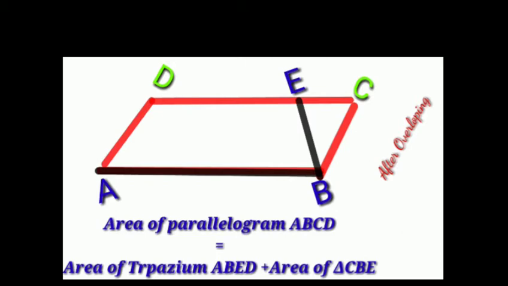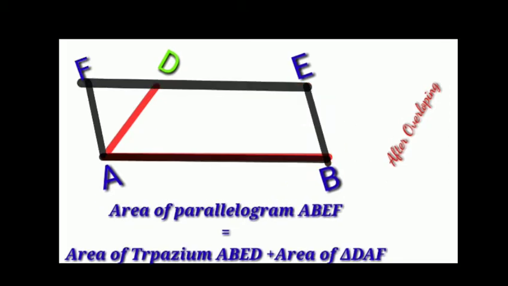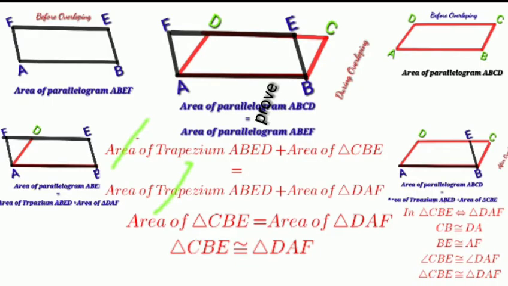On the same base, the area of parallelogram ABCD becomes area of trapezium ABED plus area of triangle CBE. Similarly, the area of parallelogram ABEF becomes area of trapezium ABED plus area of triangle DAF. Again discussing these two parallelograms.